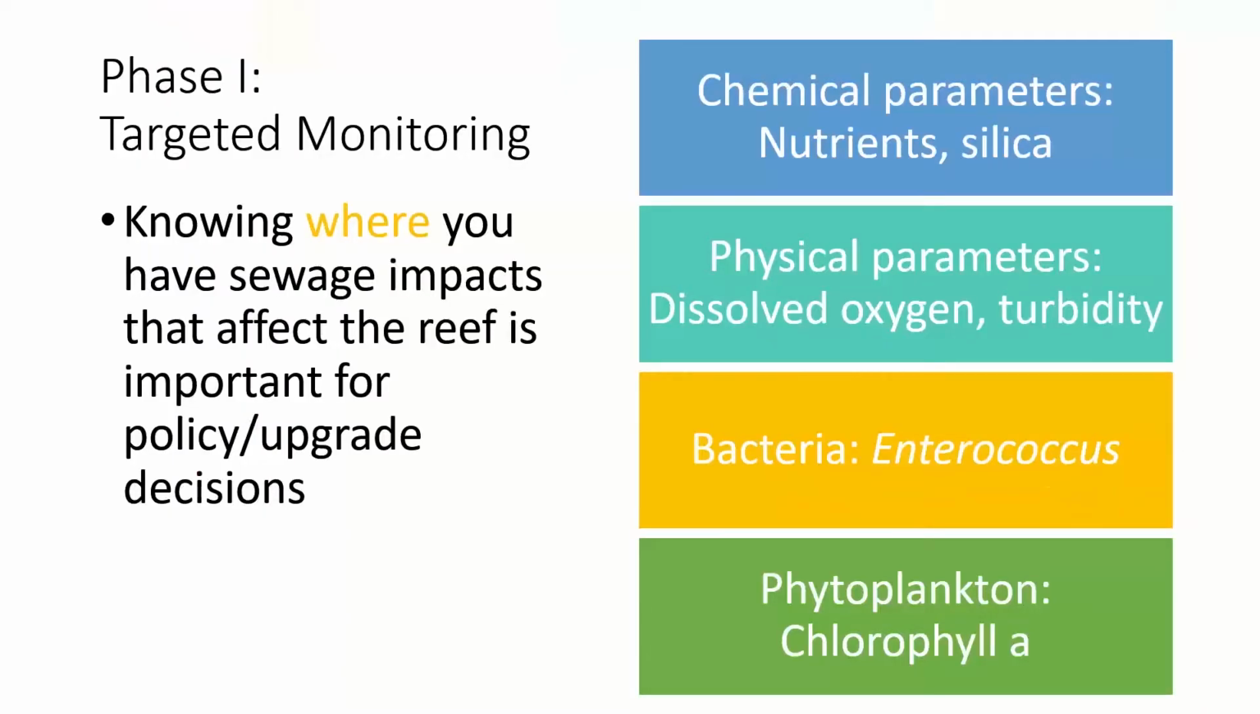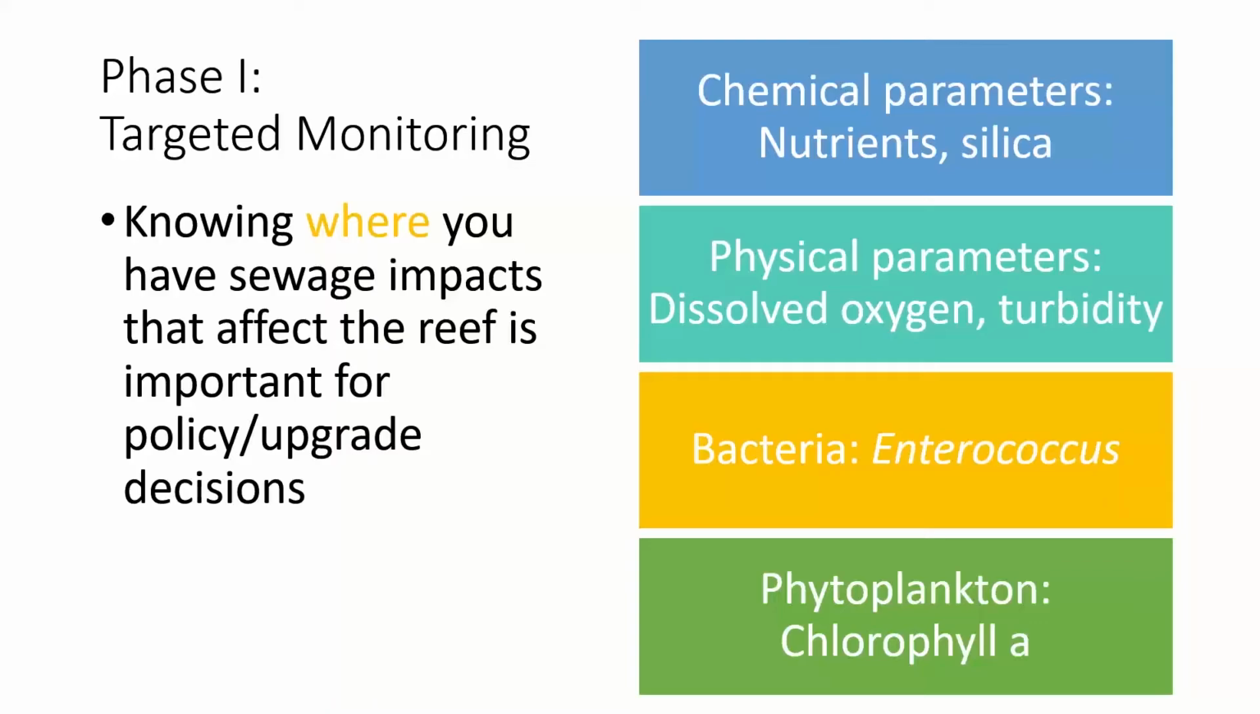And in this phase 1, which I'm thinking about, I think of 4 different parameters that you can test for. If a lot of you have done water quality work, maybe some of you have touched on some of these different parameters. You have chemical parameters like nutrients and silica, physical parameters like dissolved oxygen and turbidity, bacteria, so you can use different fecal indicator bacteria like Enterococcus, and then phytoplankton. Some people measure chlorophyll A because if you know the response of the phytoplankton community, you can try to determine what's going on in your water.